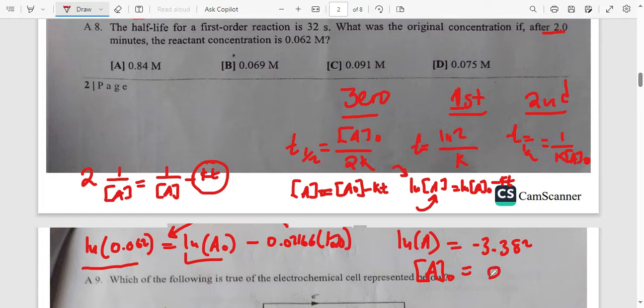Natural log is in base e, so it will be e to the power negative 3.382. And that is giving me 0.033979. Which one is that? Of these answers which are here, there's none of them, meaning I might have found something wrongly here.